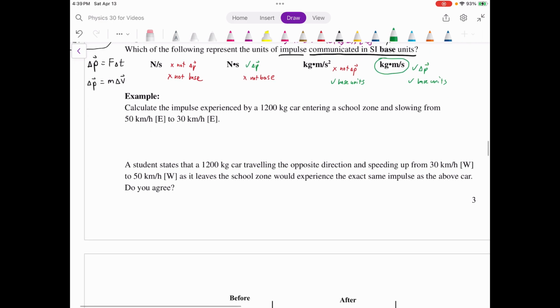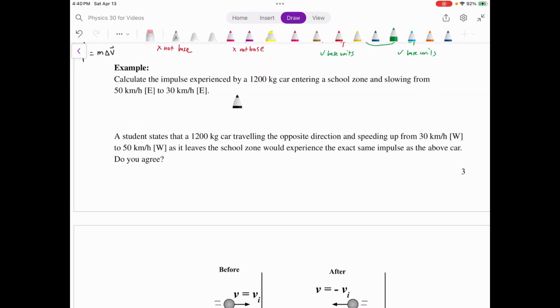Okay, let's try one where we actually calculate the impulse. All right, so we're asked to calculate the impulse, the change in momentum, right? That's what we're looking for. So change in momentum is what we need to find. Experienced by a 1,200 kilogram car, so that's its mass, entering a school zone and slowing from 50 kilometers per hour east, so that's the initial velocity, that's the speed it started with, to 30 kilometers per hour east. So that's its final velocity. That's the velocity it ends up with.